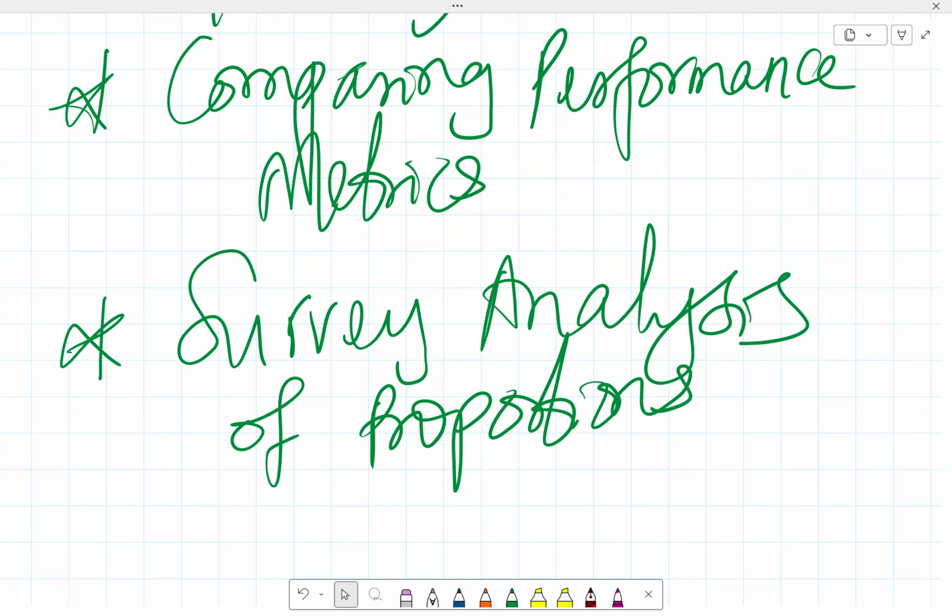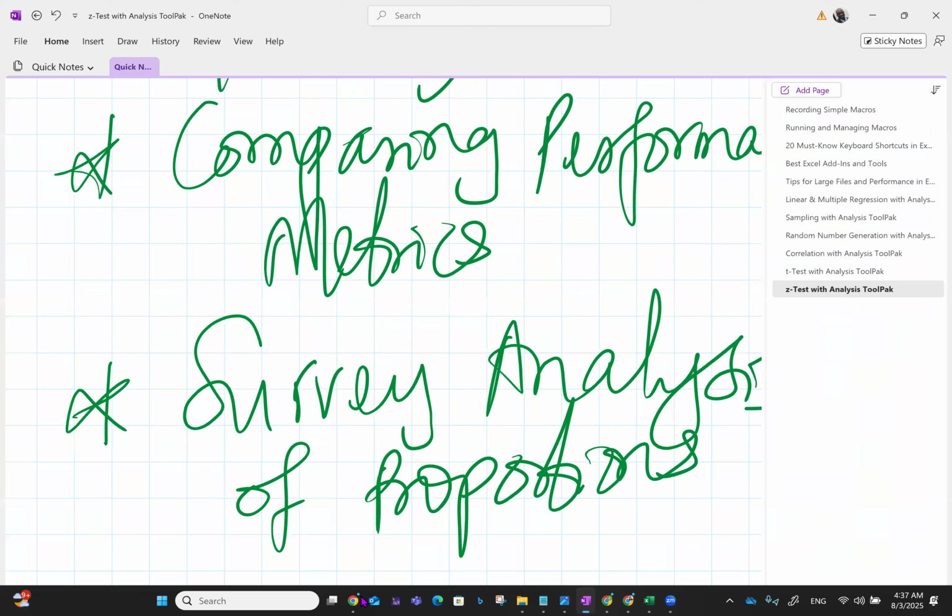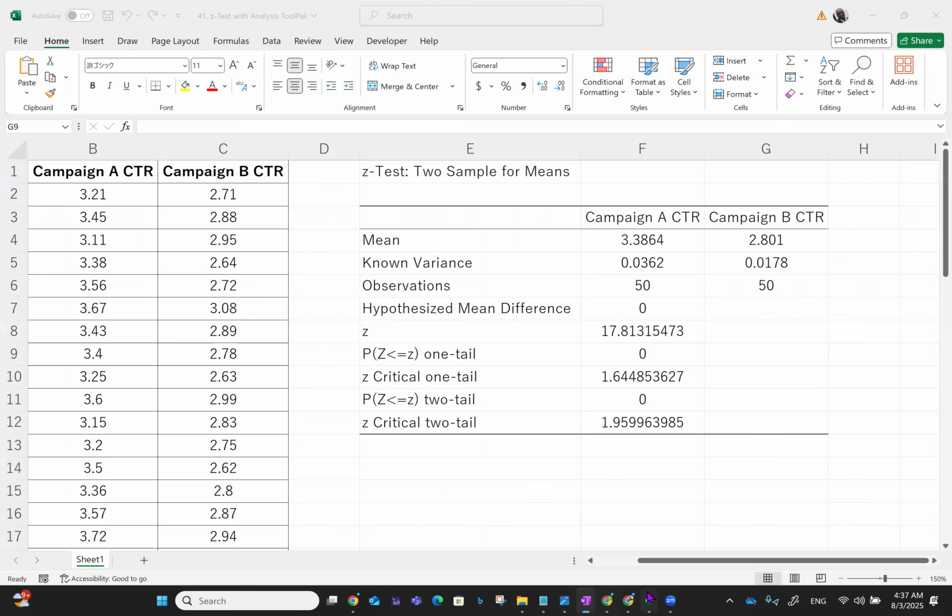Okay, so that's about this particular video on the Z-test with the Analysis ToolPak that we have done in this case. Let me know how helpful this is for you. And if there's something you'd like me to try out, feel free to let me know.